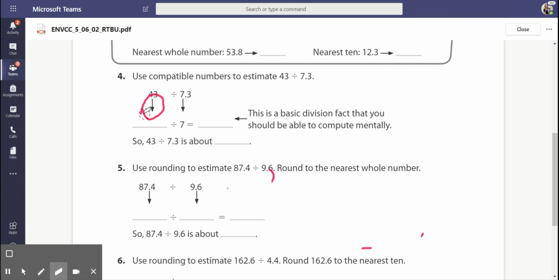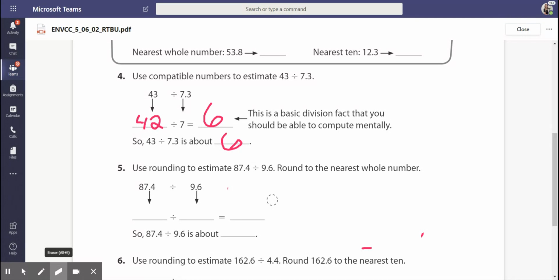Here we go. Use compatible numbers to estimate 43 divided by 7 3/10. All right, so if we're going to use compatible numbers, we want to think about our facts. I already have mine in my head. 43 is pretty close to 42, and 42 divided by 7 is 6. So 43 divided by 7 3/10 is about 6. We use compatible numbers there. Since we didn't round, they were compatible numbers.